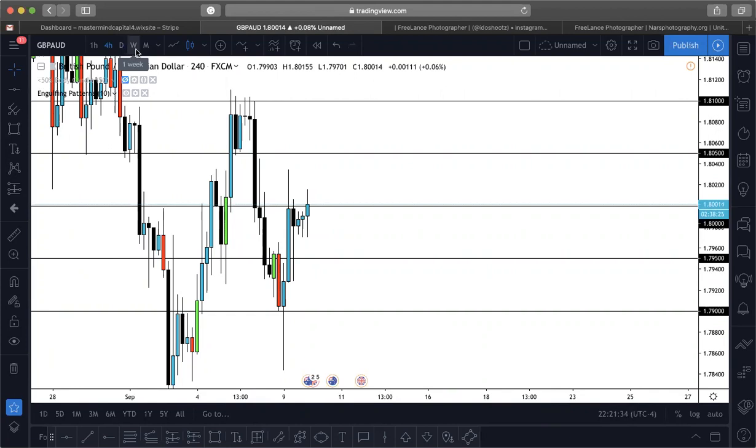The reason why they call it institutional levels is because the banks like to exchange their money at round numbers, right? The bank doesn't want to exchange their money at 1.8953, blah blah blah. They want to exchange it at a dollar, a quarter, three quarters, a whole, a half, right?